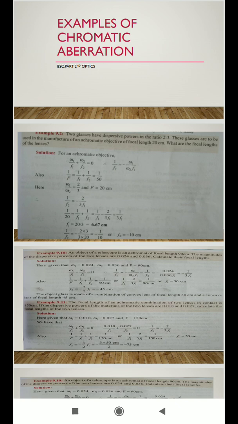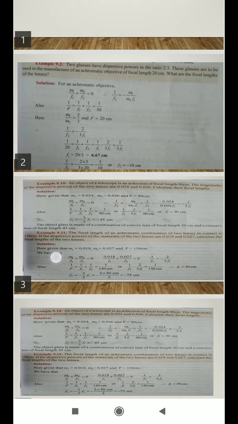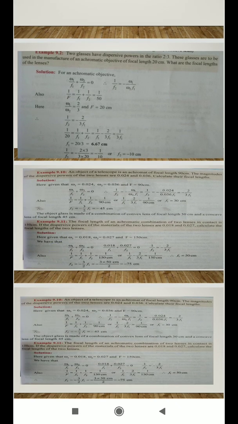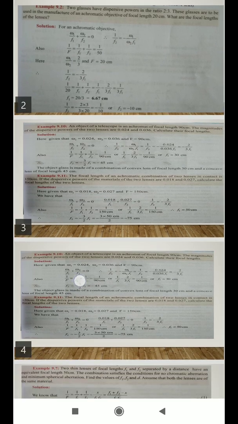And we also know, as we have already seen in the theory and in the derivation of the achromatic doublet, that the achromatic doublet is made up of two lenses. Of them one is a convex lens and the other one is a concave lens, and this is verified by this example also. In the next slide, this repeats.